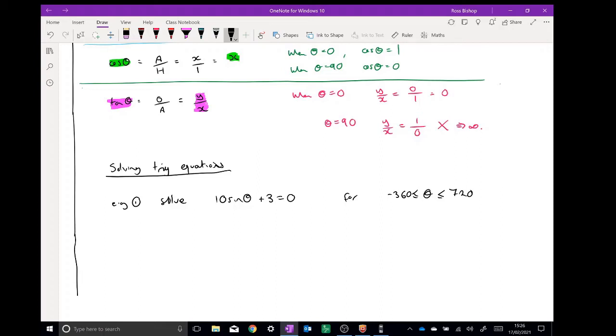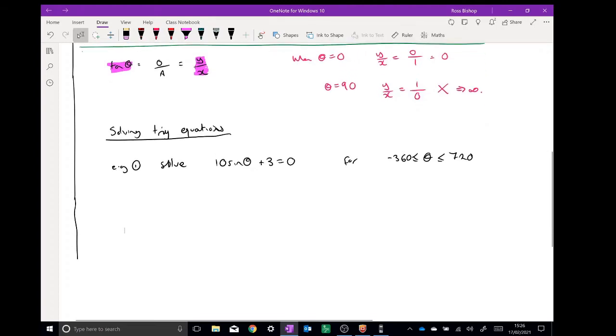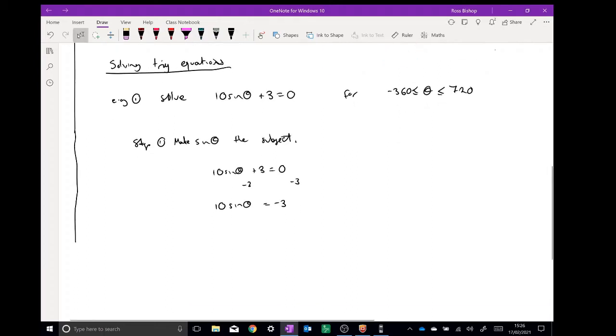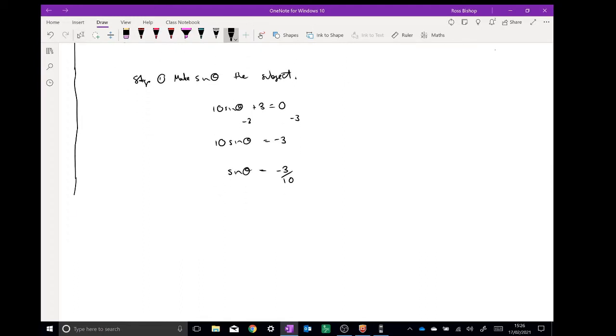Okay? Right, okay, so we're solving this, and you might be able to have a go at this yourself, so just pause it, and maybe have a go, and then I'll go through it in a second. Okay, right, step 1, you must make sine theta the subject. So in this case, I've got 10 sine theta plus 3 equals 0. I can minus 3 from both sides to start with, and then divide by 10. So sine theta equals minus 3 tenths. That's step 1.